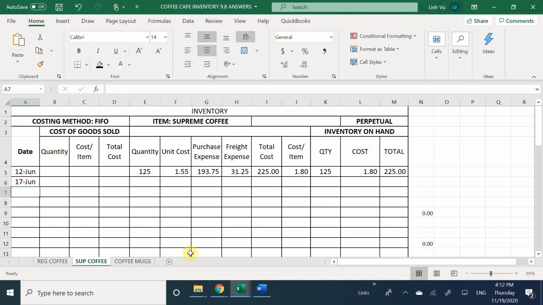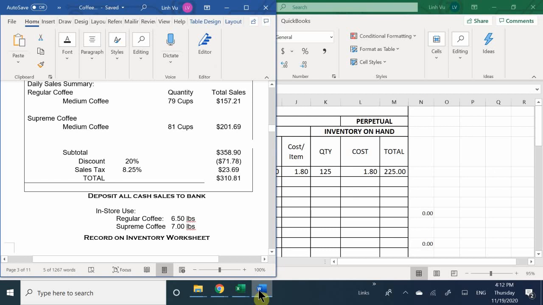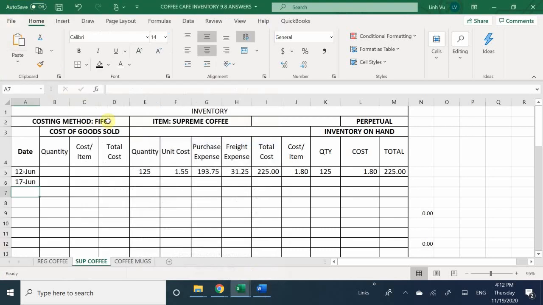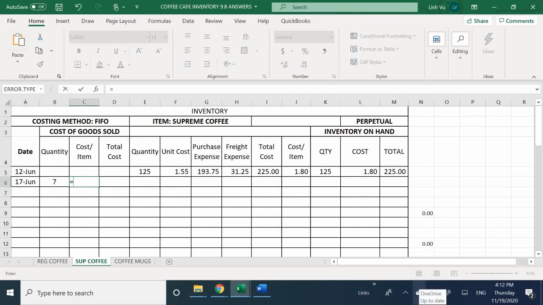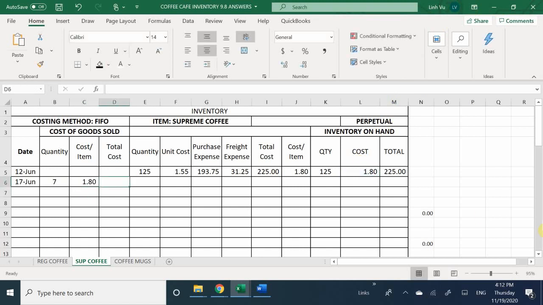We're going to put the date. And our quantity on this one, under cost sold, was 7 pounds. Good. And this is first in, first out. So we're going to look at our $1.80, which is what it cost us per item because we only have one batch, giving us a total of $12.60 for our total cost.